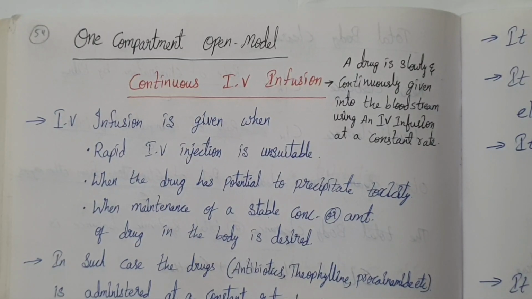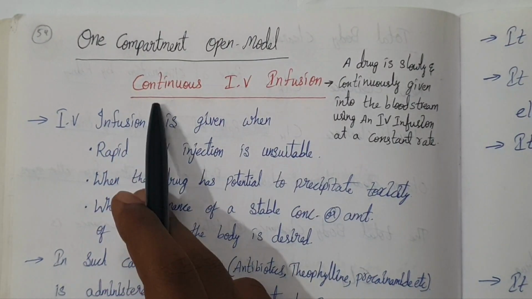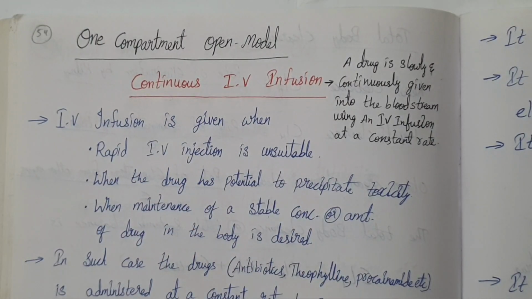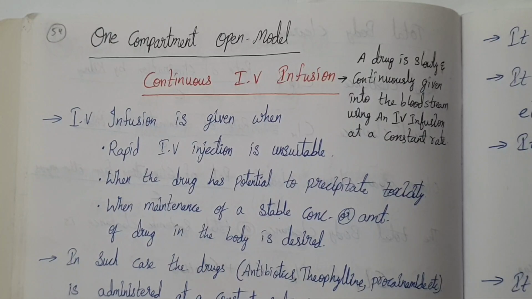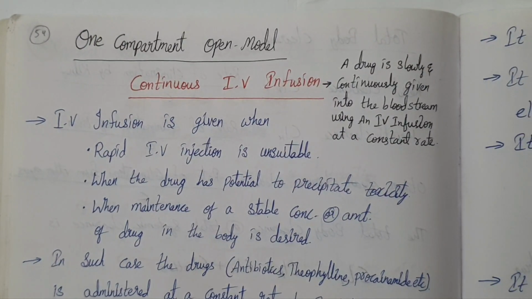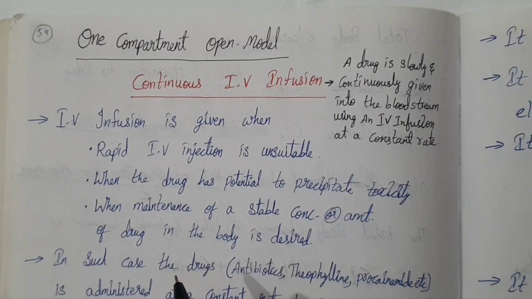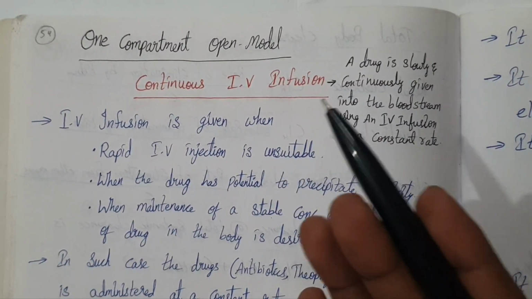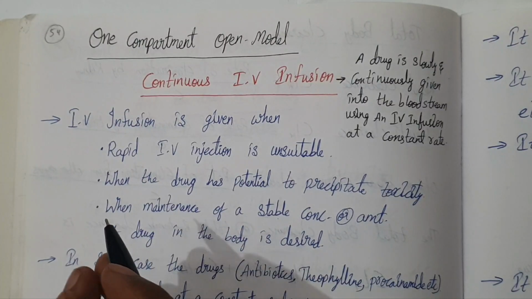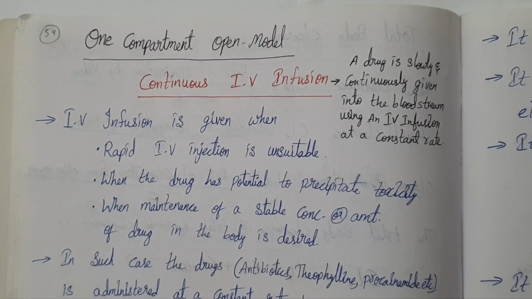Let's understand the one compartment open model with continuous IV infusion. It is an important concept in biopharmaceutics and pharmacokinetics. So let's get started. In this method, a drug is slowly and continuously given into the bloodstream using an IV infusion at a constant rate.